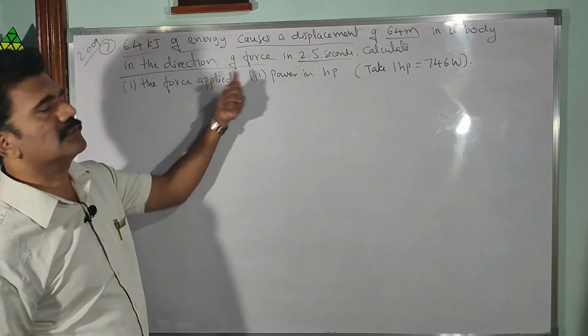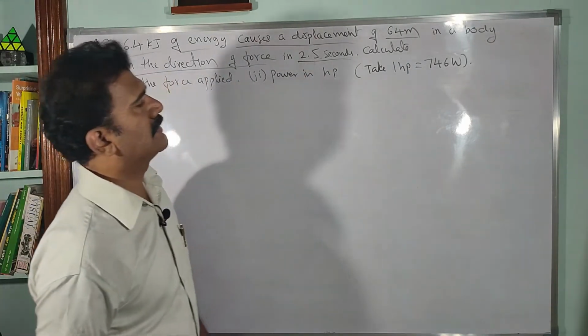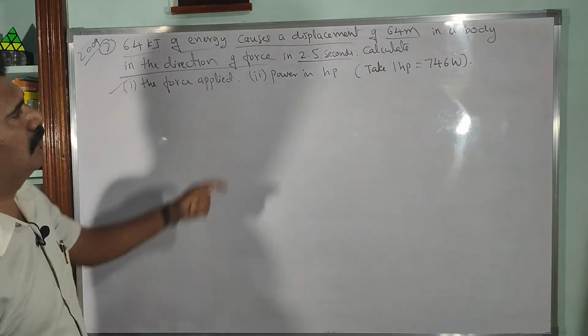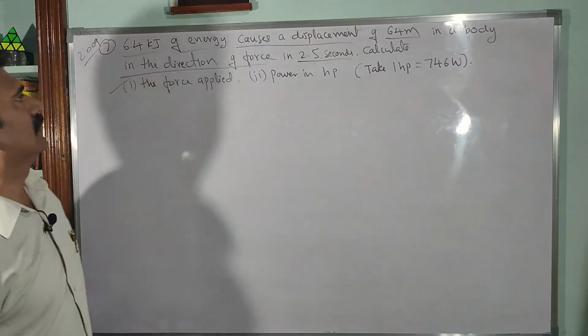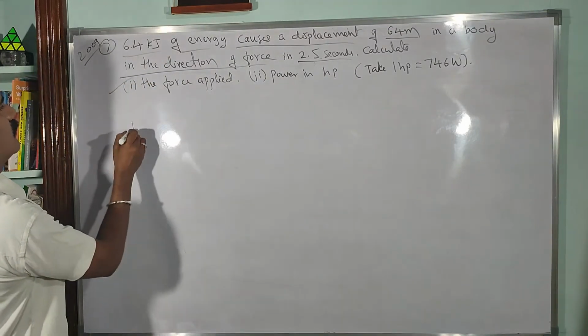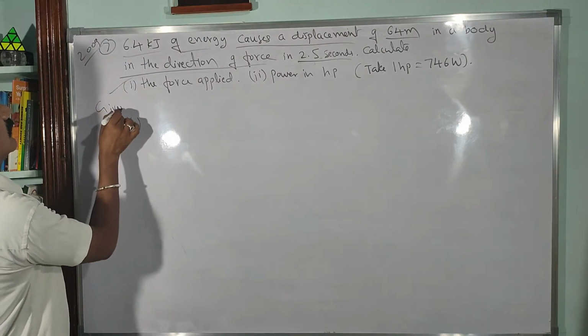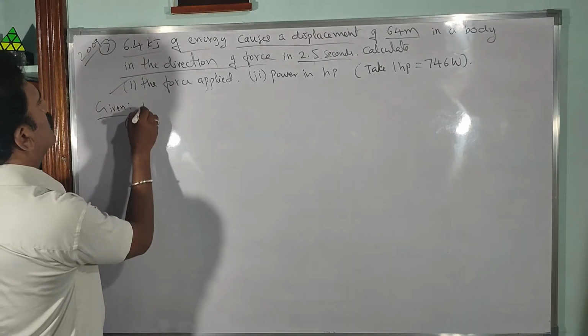If it is in the direction of force, it is simple to calculate, and in a particular time, 2.5 seconds. Then you calculate the force applied and then the power in horsepower. HP means horsepower. Okay, now let us try to do the first part of the problem. So what is the given data? If you want, you can write that down first. In the solution part, write down the given data.